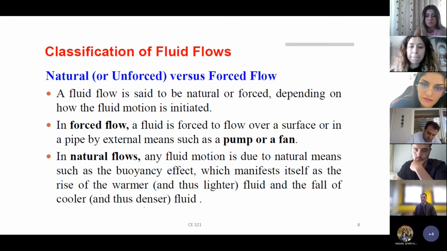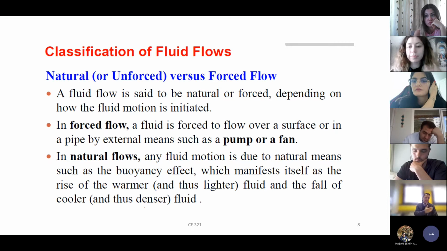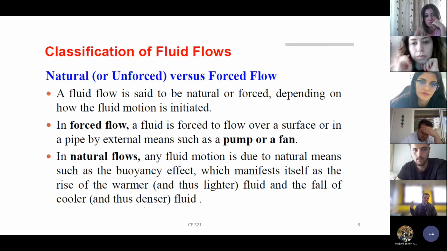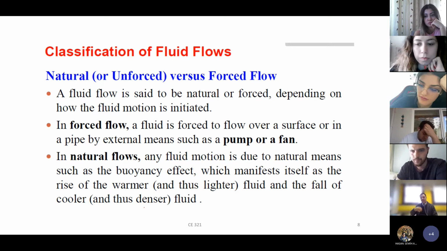Okay, when the force is natural, like gravity, it is called natural flow. Flow in rivers is generally natural flow because the water elements move as a result of gravity force, not as a result of extra pumping or any other force. When you pump water from a well, you use extra force. It is called forced flow.